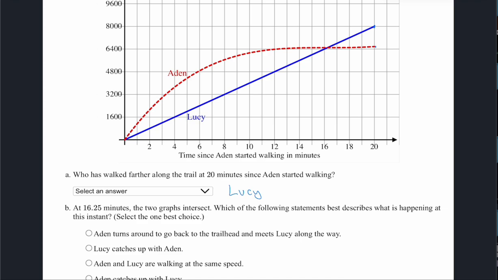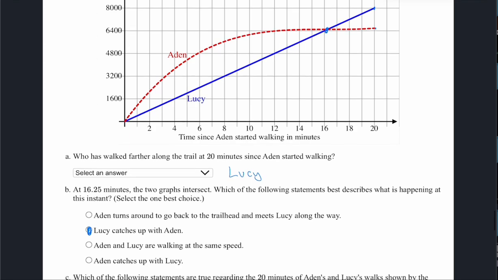Okay. At 16.25 minutes, the two graphs intersect. I'm going to highlight that point. Which of the following best describes what is happening at that instant? At that instant, their heights are the same, so they have walked the same distance. So they have caught up to each other. If you'll notice, Aiden was higher than Lucy until that spot. So he was going a longer distance, but Lucy catches up. So I would say that it would be this one. Again, your names might be different. Your graph might look a little different.